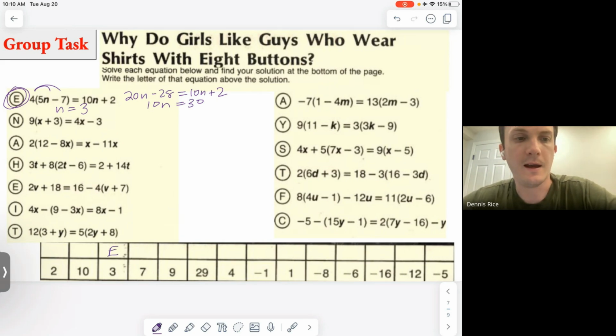Okay. I don't want to get too hung up on how to do the puzzle here. I'm more focused on the math, but that's how it works. So basically, when you solve one, you want to.